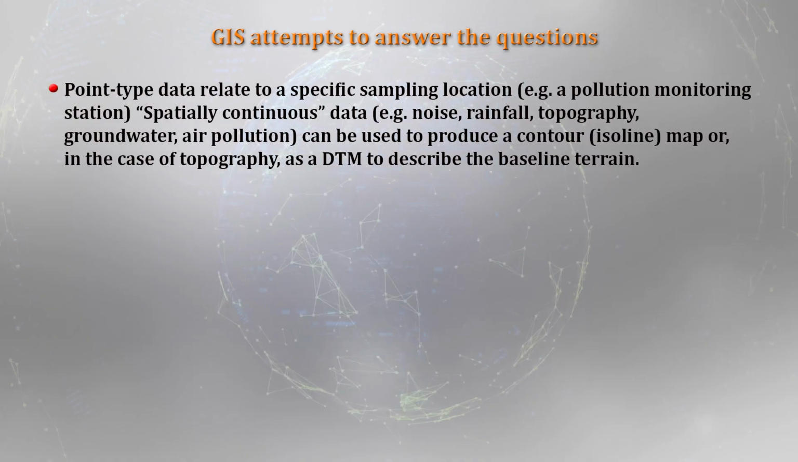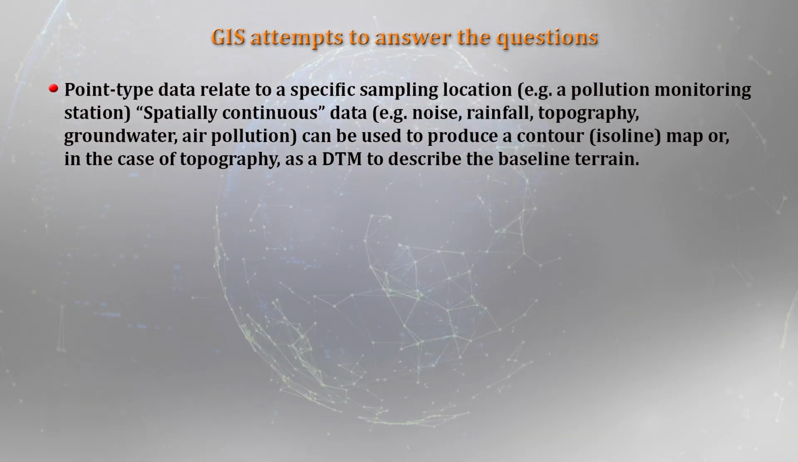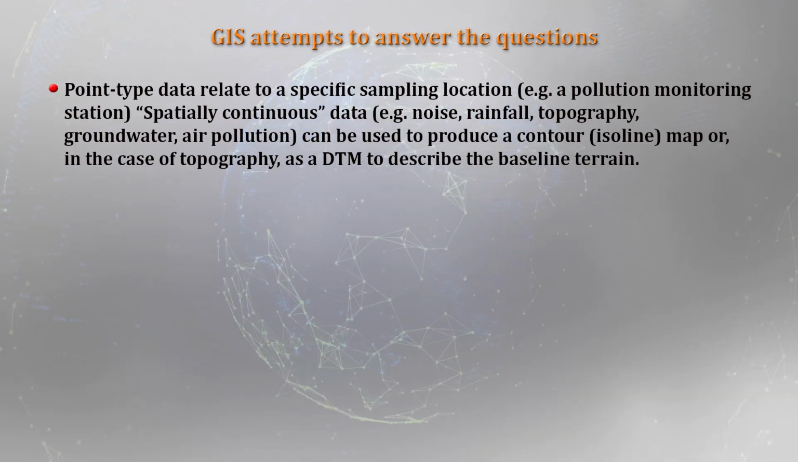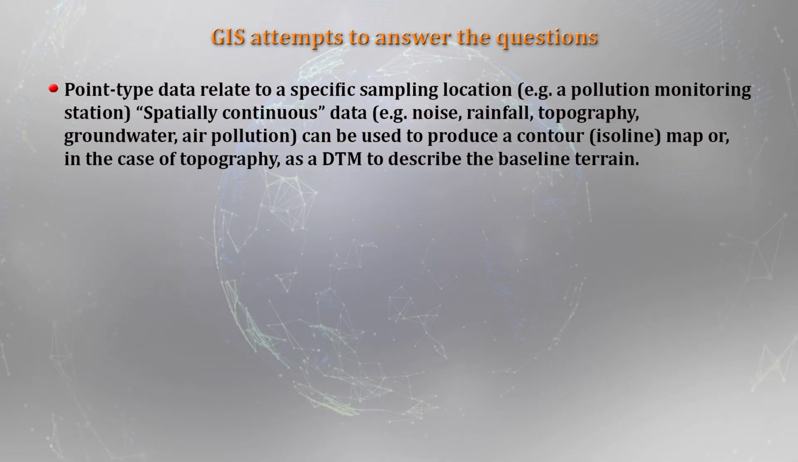When you talk about spatially continuous data, for example rainfall data, precipitation data, groundwater, air pollution, these kinds of data can be used to construct a contour map, which is the simplest thing.